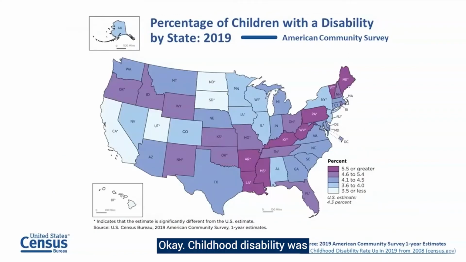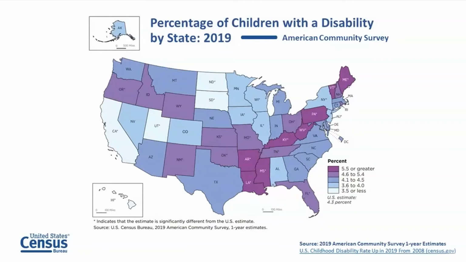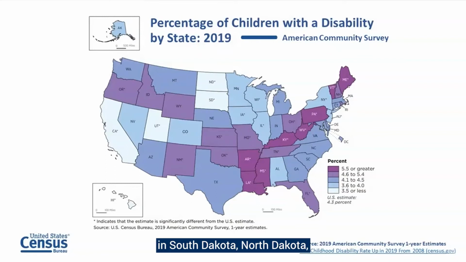Okay. Childhood disability was more prevalent in certain states in 2019 than in others. Comparing disability rates by state, Vermont had one of the highest childhood disability rates in 2019 at 7.2%. Other states with a high prevalence of childhood disability in 2019 included Maine, Louisiana, Kentucky, and West Virginia. Compared to the national average, childhood disability rates were relatively low in South Dakota, North Dakota, California, Utah, and Hawaii.